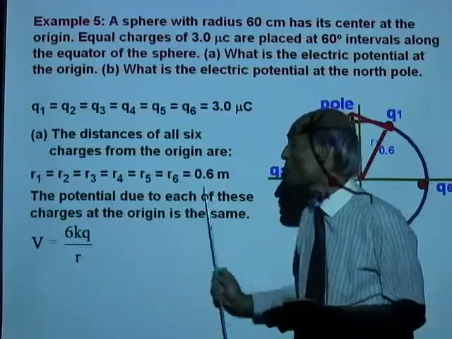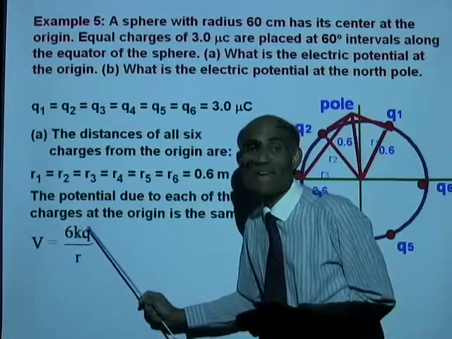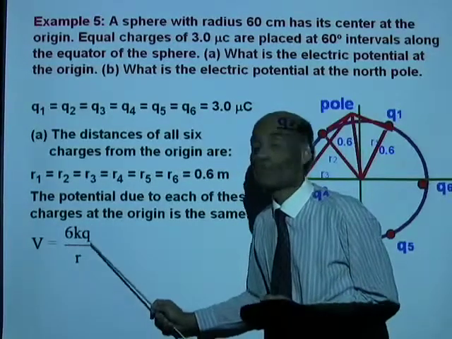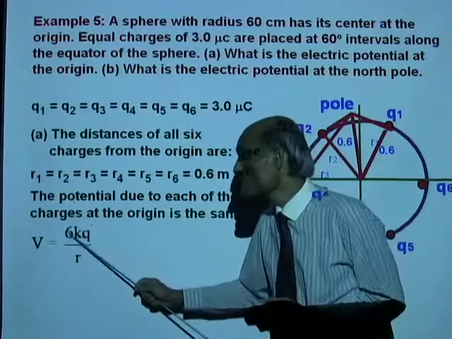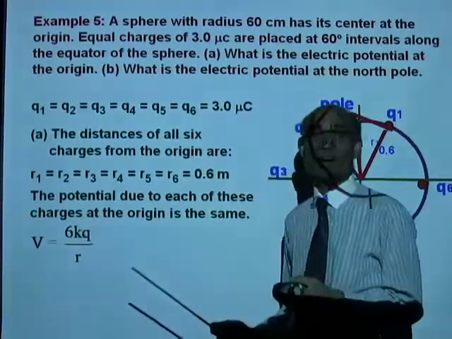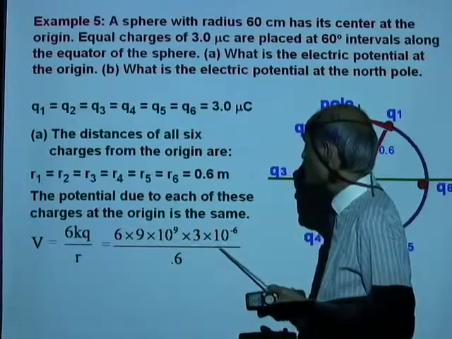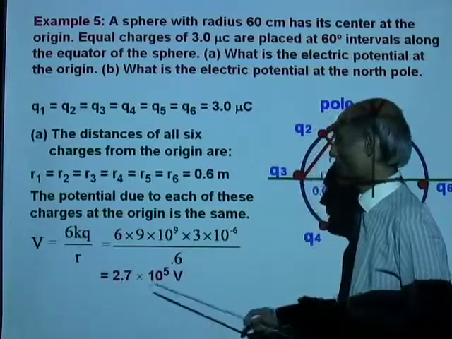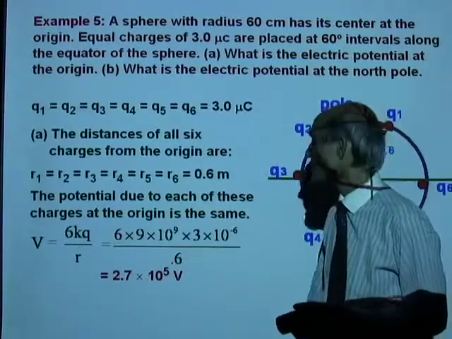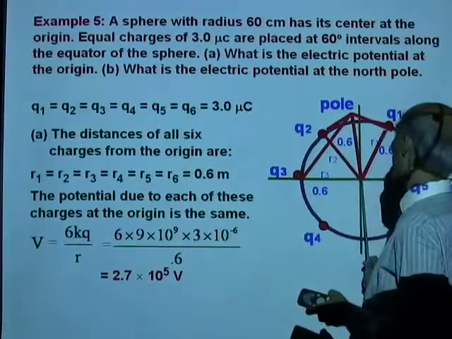What is the total potential therefore? Each of them will contribute kq over r. Therefore, the total potential at the origin will be 6kq over r. And that will be 6 times k, Q is 3 microcoulomb, r is 0.6. And that is 2.7 times 10 to the 5 volt is the potential at the origin.